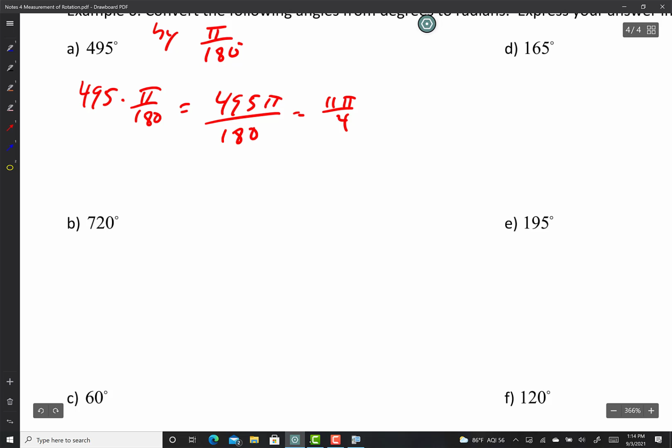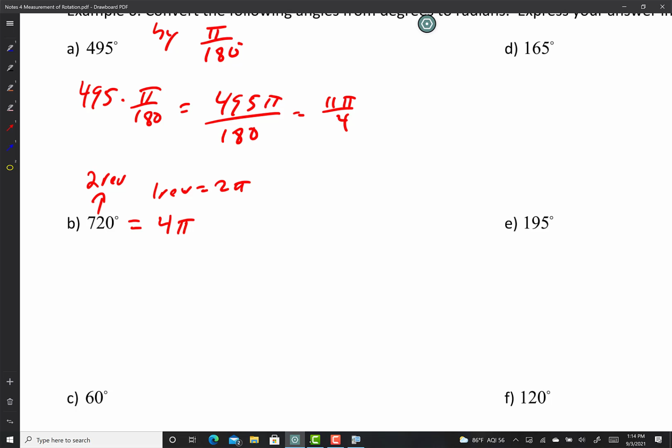720. Do you guys watch the X Games? Do you ever watch skaters do tricks? What does it mean when they do 720? It's how many revolutions? 2. So if you just use logic, 720 is 2 revs, and we said that 1 rev was 2 pi. So then 720 must be 4 pi.